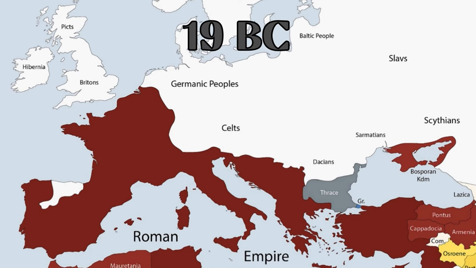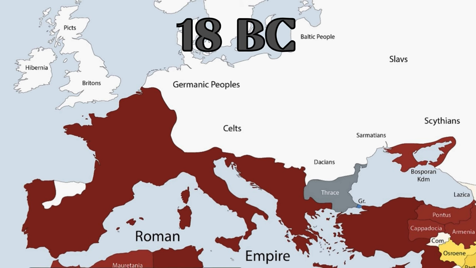19 BC, Augustus compiled a new list of senators, increasing their number to 600, with himself positioned at the top as Princeps Senatus, leader of the Senate. He also established a new form of rule called the Principate.